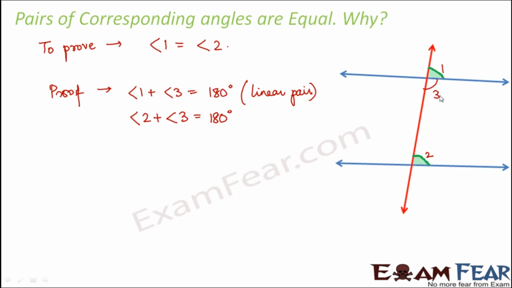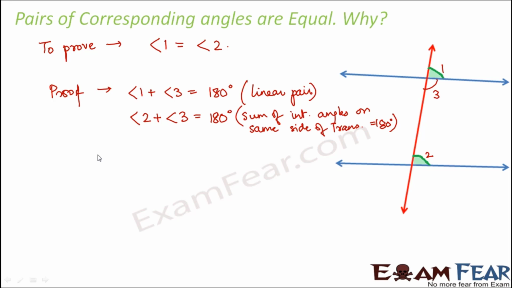Why is that? This is what we had proved just in the last slide. This is because the sum of interior angles on the same side of the transversal is 180 degrees. So that is why you can say angle 2 plus angle 3 is equal to 180 degrees.